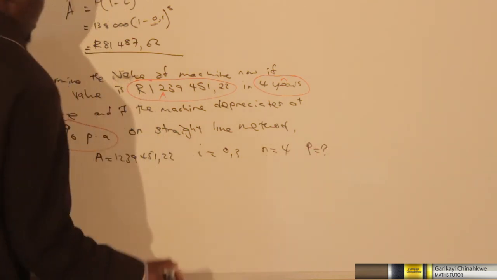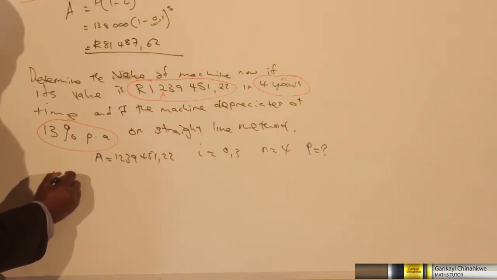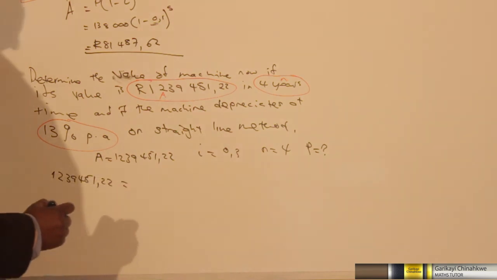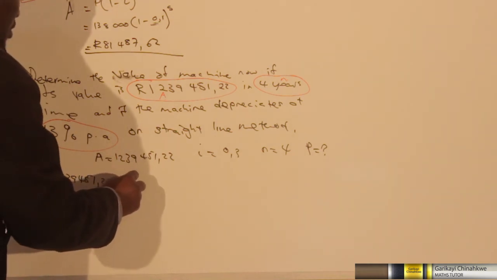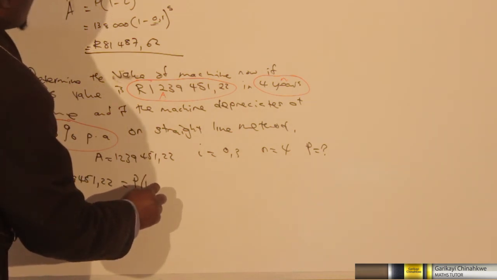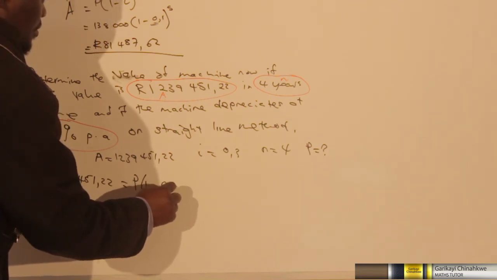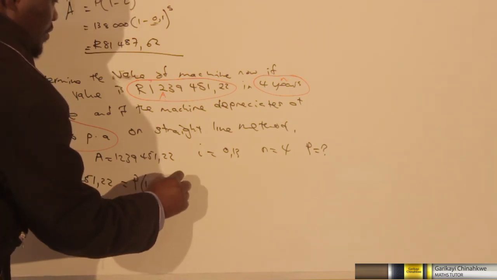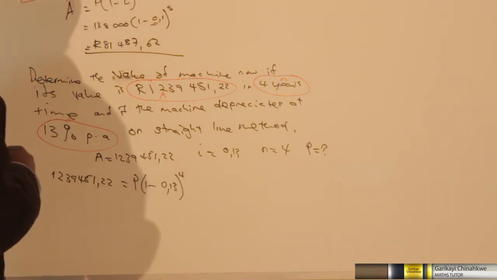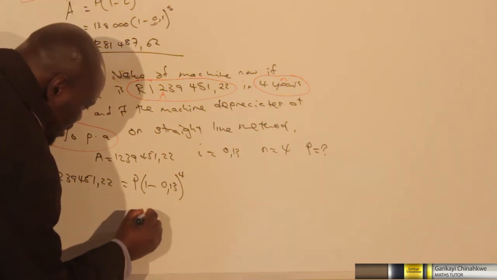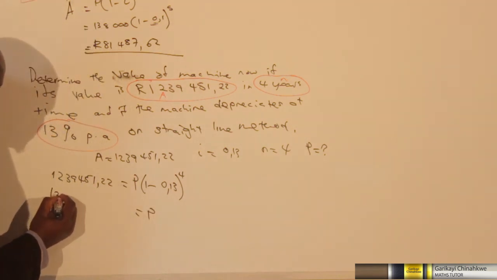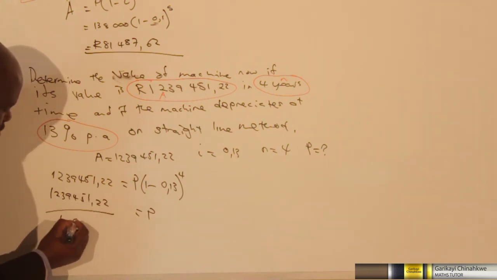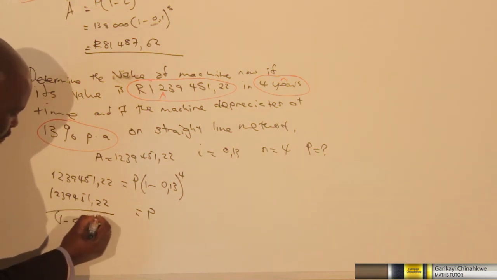We don't know P. So in other words, you're going to say 1,239,451.22 is equal to P(1 - i), where i is 0.13, all to the power of what? To the power of 4. Then we solve for P. So which means P is equal to 1,239,451.22 over (1 - 0.13) all to the power of 4.